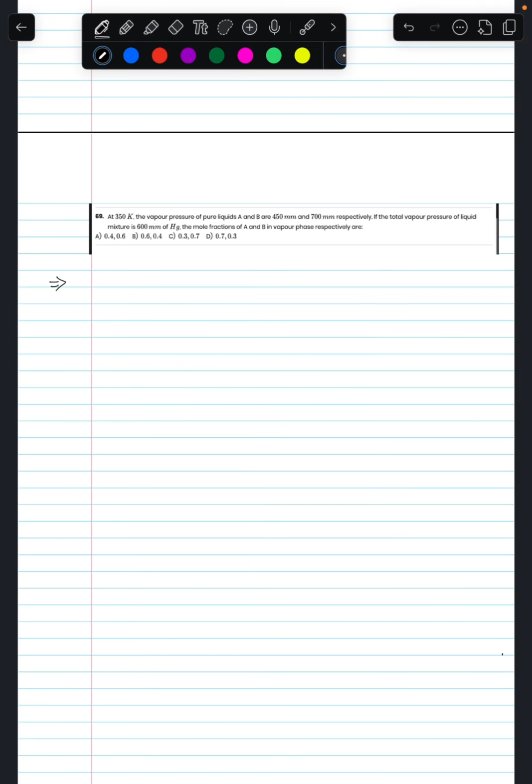So question number 69: the vapor pressure of pure A is 450 mm of Hg, and the vapor pressure of pure B is 700 mm of Hg. The total vapor pressure of the liquid is 600 mm of Hg. There is one correction: we have to calculate the mole fraction in the liquid phase, not the vapor phase.